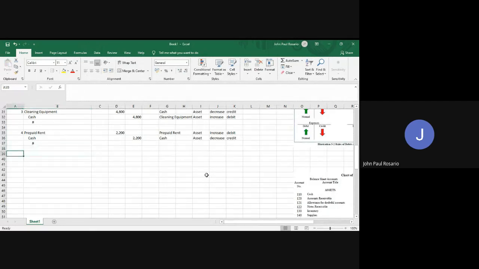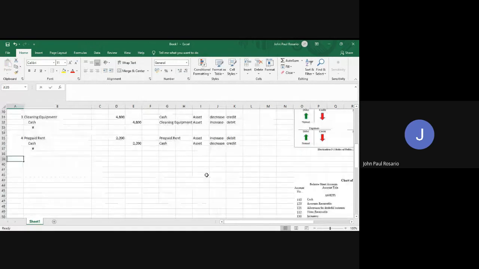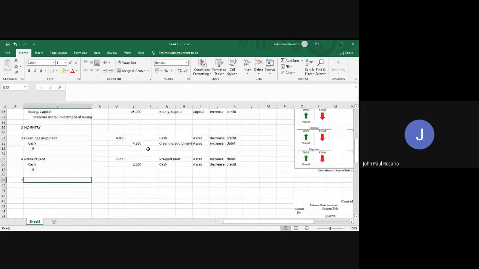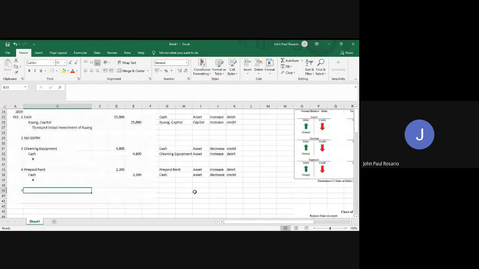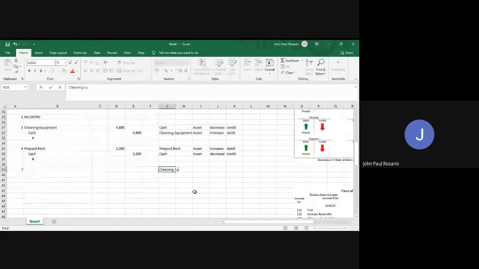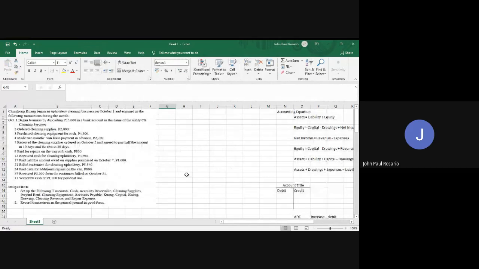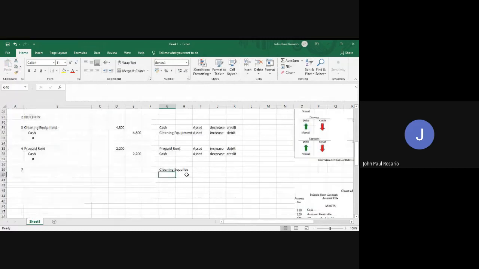So October 7. It's not necessary, guys, that there be an entry every day, only for whatever happened. So number 7, received the cleaning supplies ordered on October 2 and agreed to pay half the amount in 10 days and the rest in 30 days. So the cleaning supplies arrived, meaning you now have cleaning supplies. He will pay in 10 days or 30 days, so he bought on credit. Did he pay cash? No, so it's all on credit. Once you buy on credit, usually we use accounts payable.